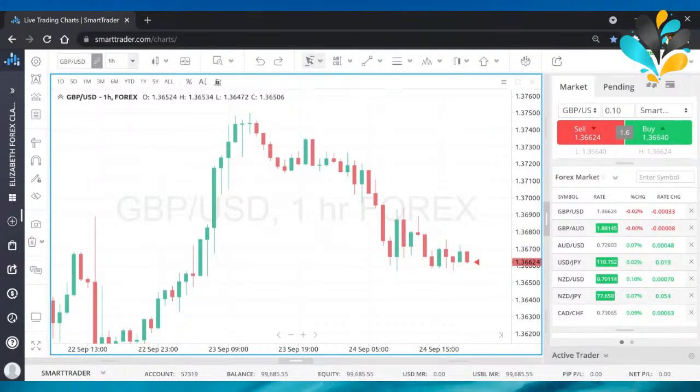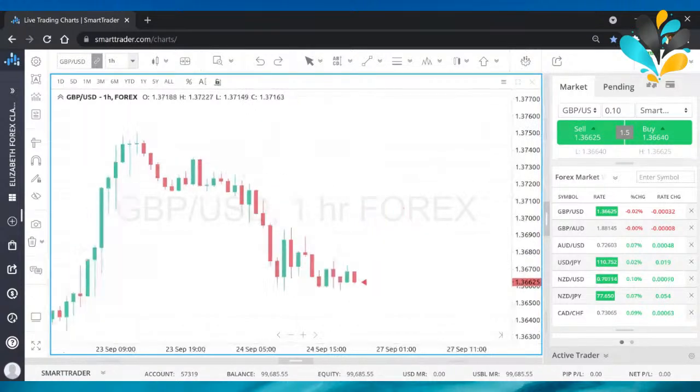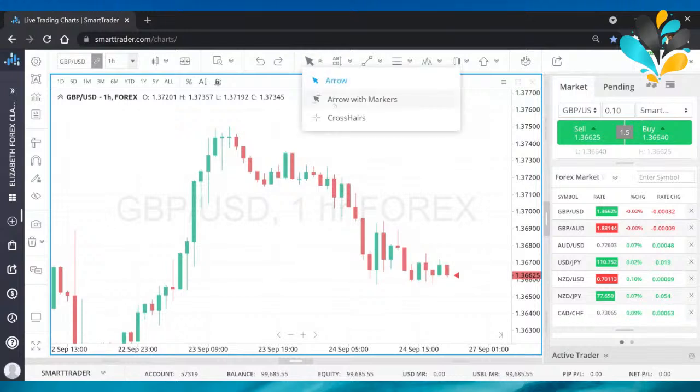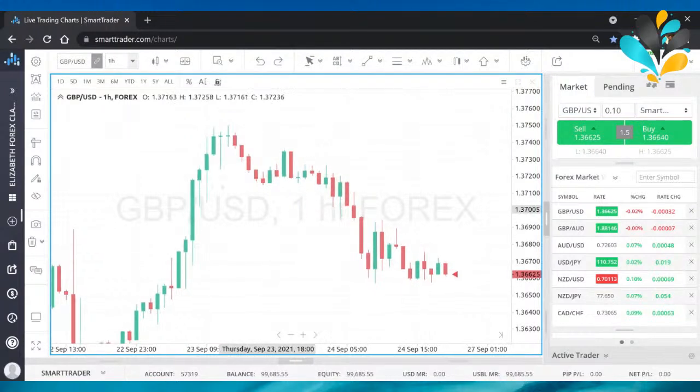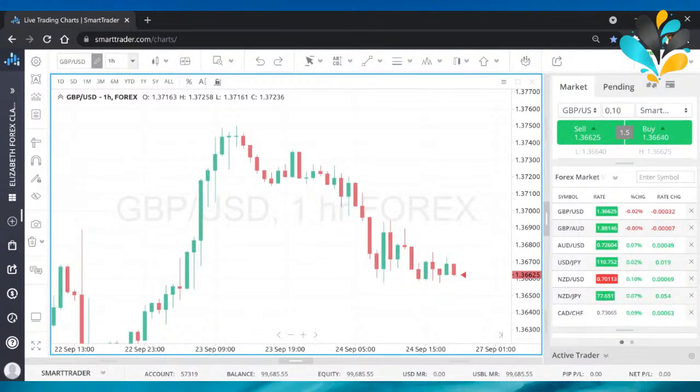So next we have the cursor type tool. So you can have an arrow, just a regular arrow, so you can move around and navigate on the chart. You can have an arrow with a marker, so you can navigate while being able to see the date and time to the bottom, and the pip level that your mouse is at on the right-hand side. So it shows you the date, the time, and the pips.